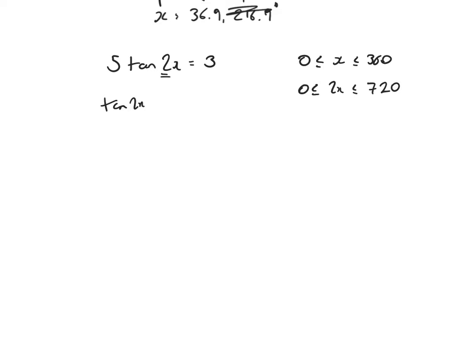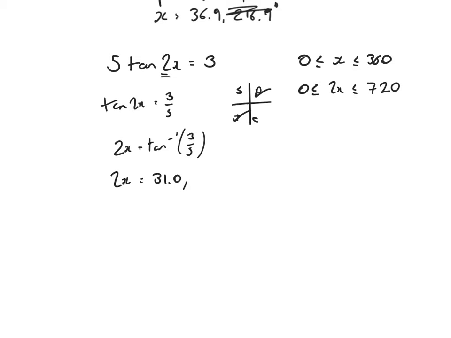Okay, so tan 2x is equal to 3 over 5. 2x equals tan inverse 3 over 5. So at this point I'm getting my cast diagram down, and I'm in the L quadrant and the tan quadrant. Okay, so enter into the calculator shift tan 3/5, and that is 31.0 degrees. I'm also in the tan quadrant, which is going to give me 211.0 degrees. Okay, so I'm looking for solutions up to 720.